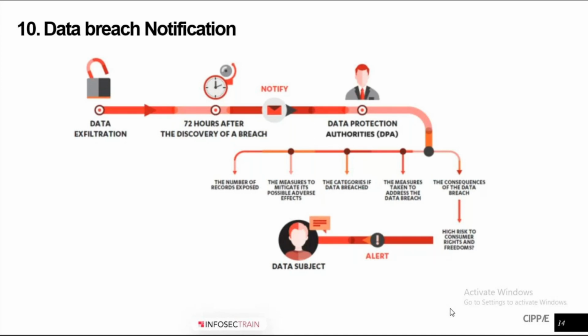And data breach notification is one of the very important topics, because in GDPR we have a mandatory requirement of notification within 72 hours. So in this particular topic, there are two important notifications. One notification is to the supervisory authority, and the second notification is to the data subject. In this we will be discussing in what conditions you will be informing the supervisory authority, and in what conditions you will be notifying the data subject.